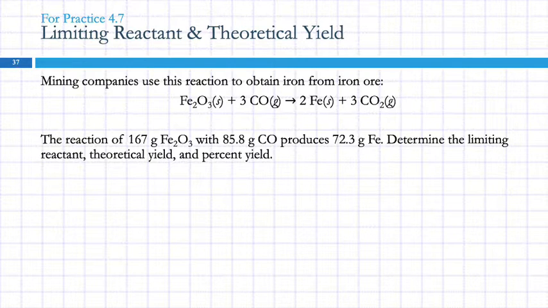There's another one. Need a lot of practice with this. Mining companies use this reaction to obtain iron from iron ore. The reaction of 167 grams of Fe2O3 with 85.8 grams of CO produces 72.3 grams Fe. Determine the limiting reactant, theoretical yield, and percent yield. This is another big one. So many questions. So we have 3 numbers given to us, and then they're asking us for 3 things: the limiting reactant, the theoretical yield, and the percent yield.